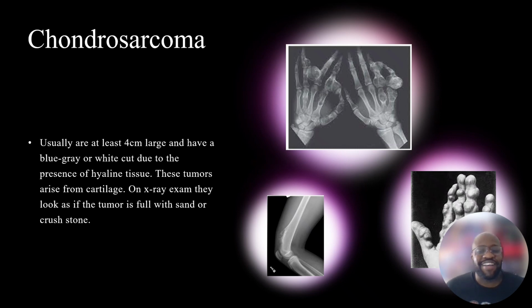I am horrible at pronunciations, but a chondrosarcoma is pretty much malignancies of the cartilage, and they're usually about 4 centimeters long and have a bluish gray or white cut due to the presence of hyaline tissue, which is a form of cartilage.